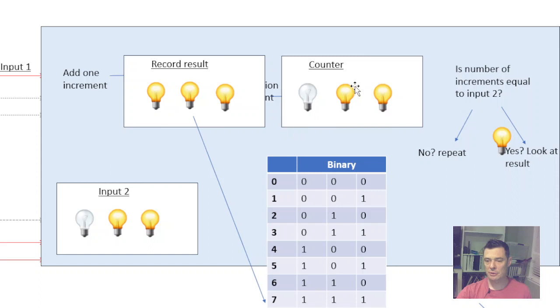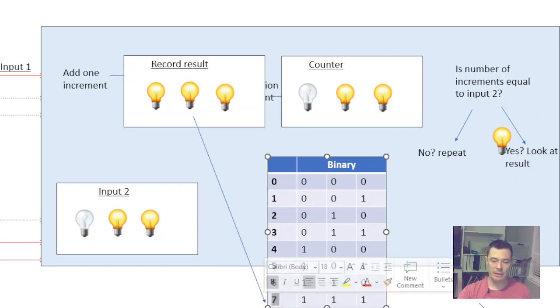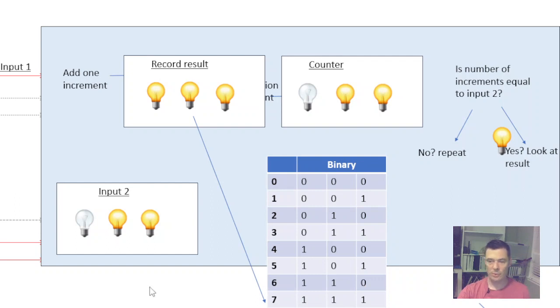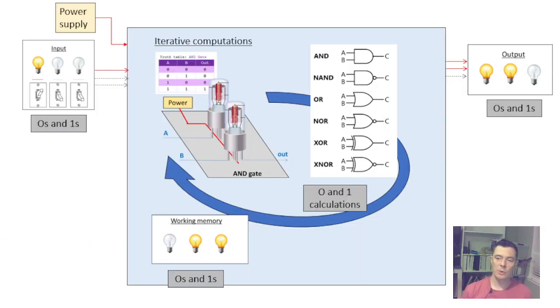And after we've done this 3 times, the value of our counter is going to match the value of our input 2. That means we've added 3 times. And now the recorded result is also our answer. We can see it's 1, 1, 1. So we look at our chart and we can translate that back into the number representation, and we can see that 4 plus 3 equals 7.